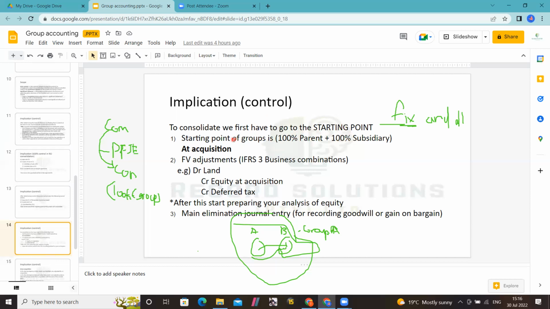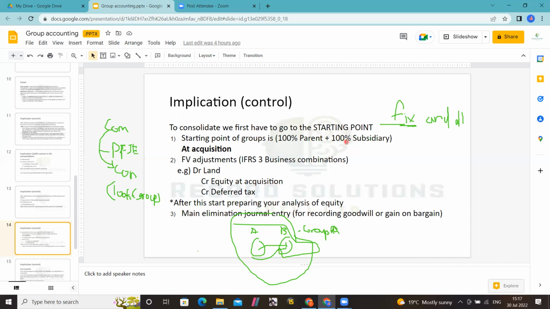The starting point of consolidation is that the parent is firstly going to add everything from the subsidiary: assets, liabilities, equity. It's just going to add profit, add everything together. So 100% of the parent, 100% of the subsidiary. So the parent is going to add 100% of the subsidiary in their records, right? That's the first thing that they're going to do.